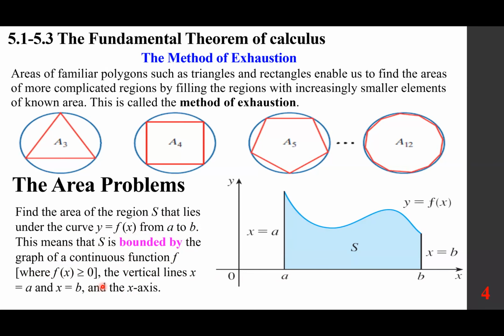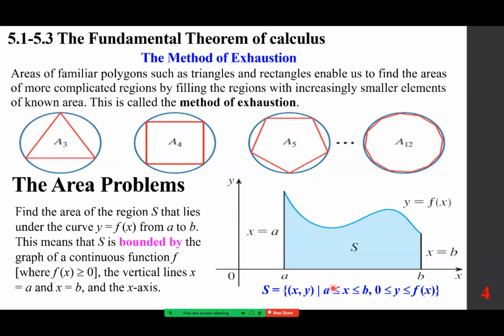So the synopsis of what you see here, everything that is written here is here, class. S represents all the points x comma y such that x is between a and b, and y is between the x-axis, which has y equal to 0 as the equation, and f of x. See, everything is truly explained here, and that thing is pretty interesting.